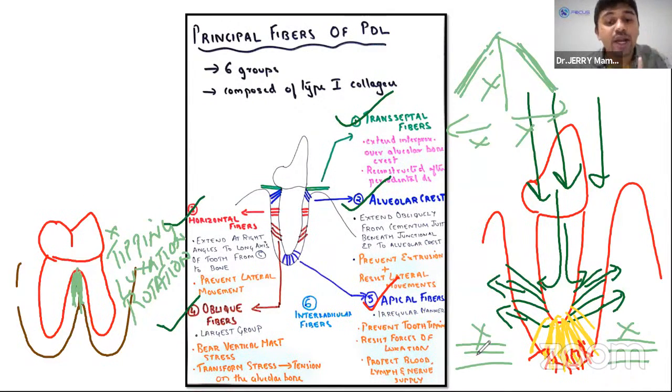Okay. And the final one is your interradicular fibers, where it is seen in the furcation area. It is seen in the furcation area in multi-rooted teeth. Function is similar to that of apical fibers. Prevent tipping, luxation, and rotation. So this is your principal fibers of your periodontal ligament.